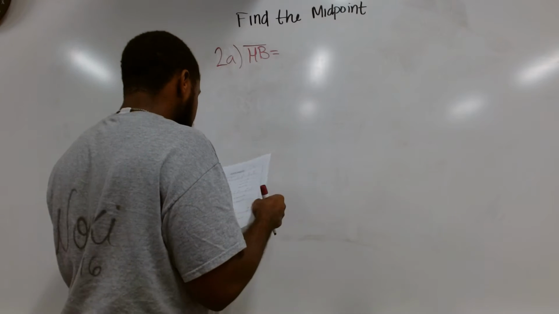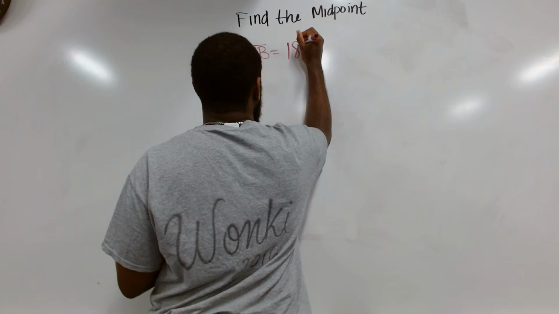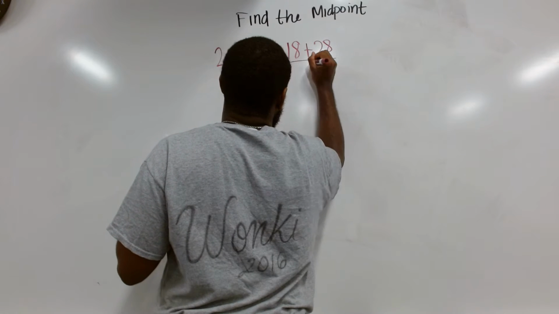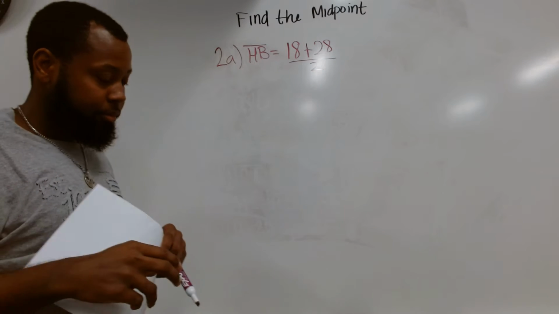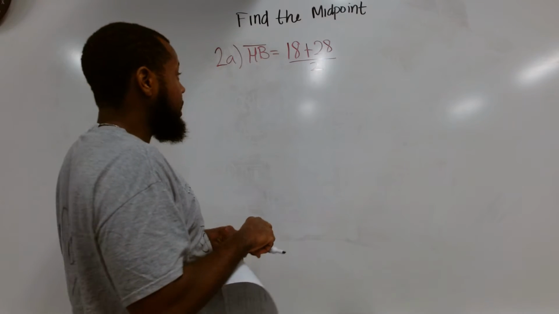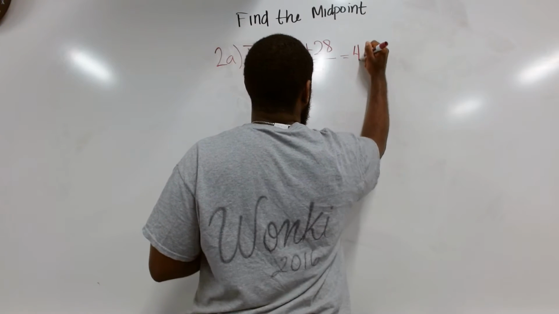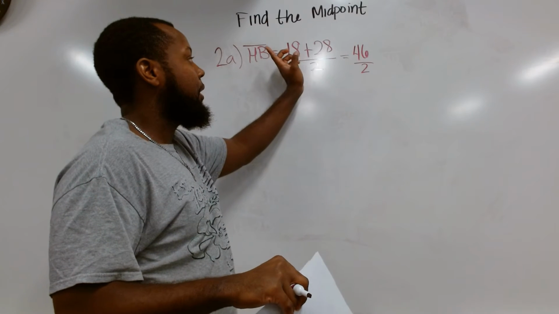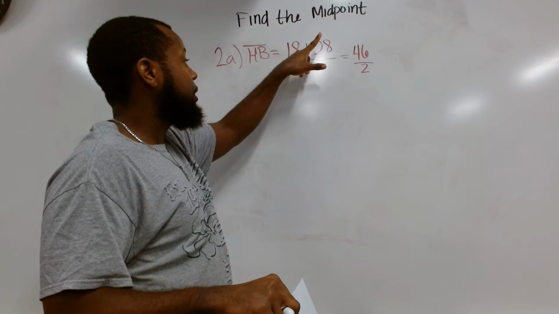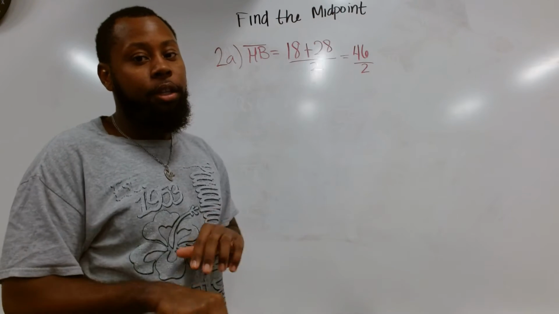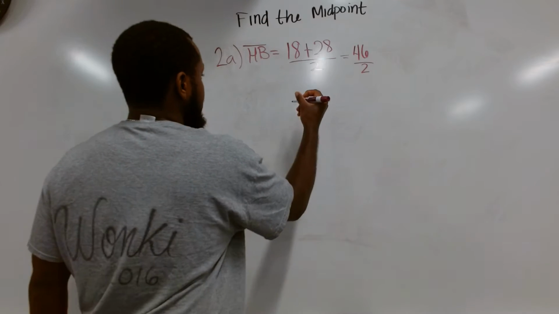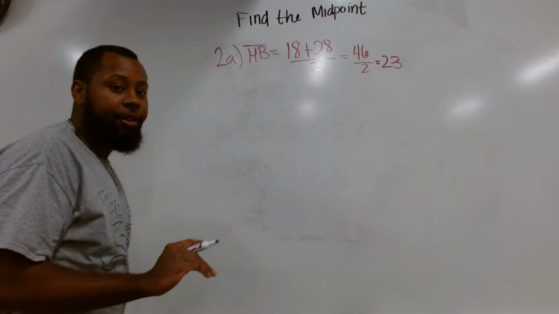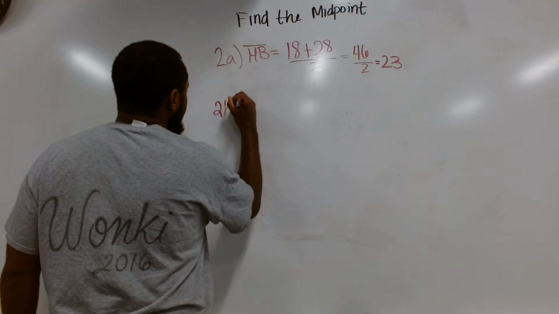Okay, HB. The value of H is 18, and the value of B is 28. Okay? So we know 18 plus 28 will give us 46. Because 8 plus 8 will give you 16. You carry that 1, 2, plus 1 is 3, plus another 1, that gives you 4. That gives you 46. Half of 46 is 23. That's your answer.